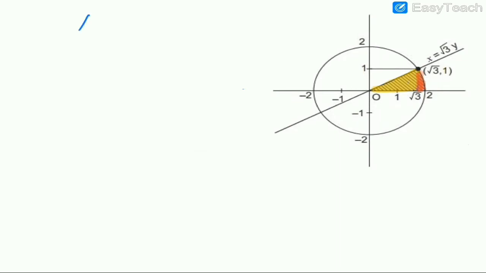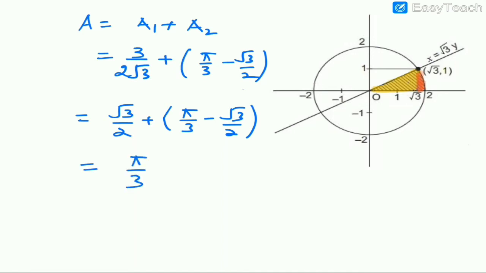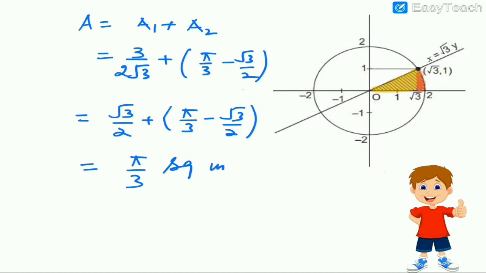Therefore the required area A is equal to A1 plus A2. Now putting the values of A1 and A2, we have 3 upon 2 root 3 plus pi by 3 minus root 3 by 2. So we write here root 3 by 2 plus pi by 3 minus root 3 by 2, which is equal to pi by 3 square units.